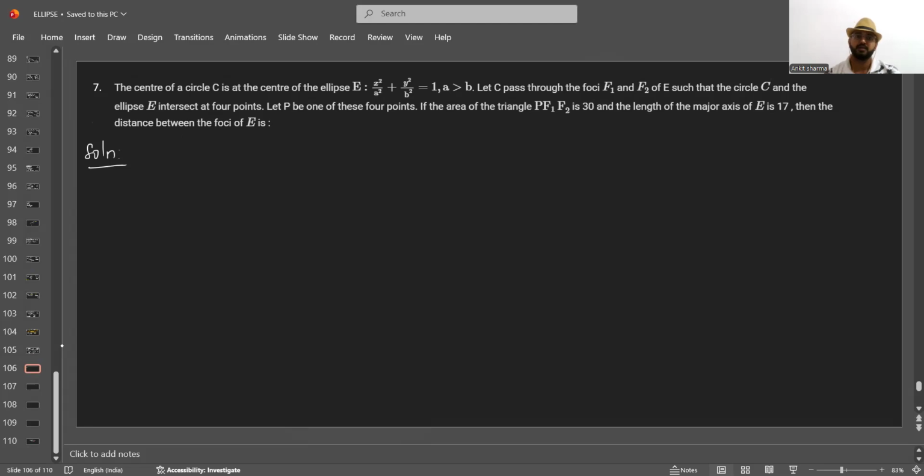All right. Let's draw this ellipse first. We'll get the complete idea of what exactly we need.